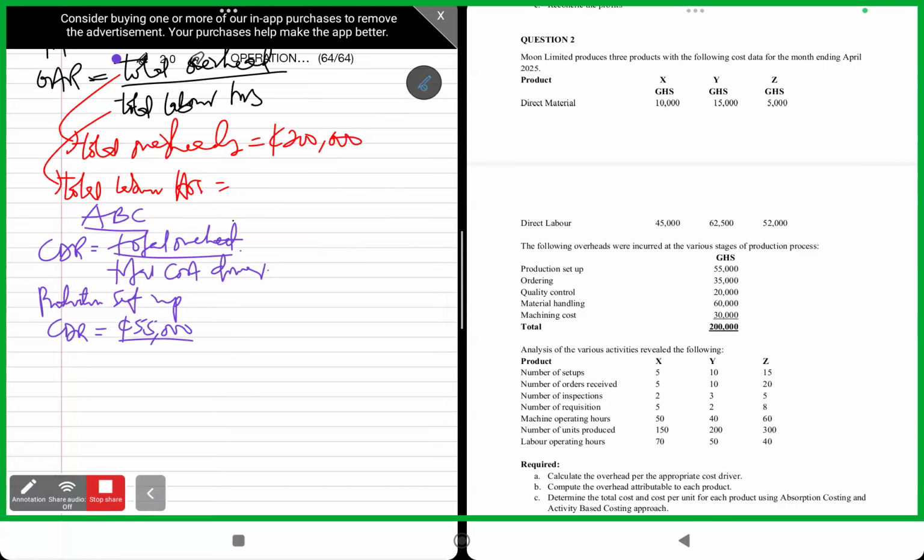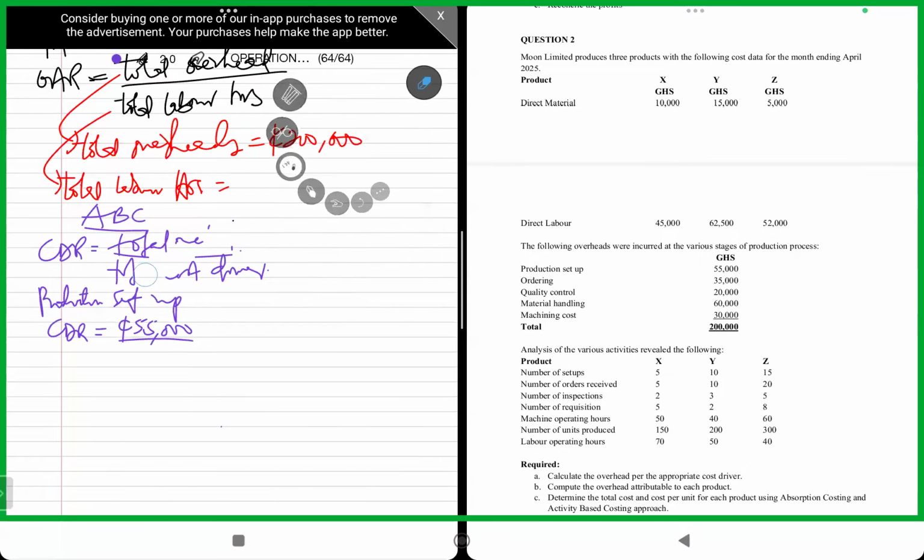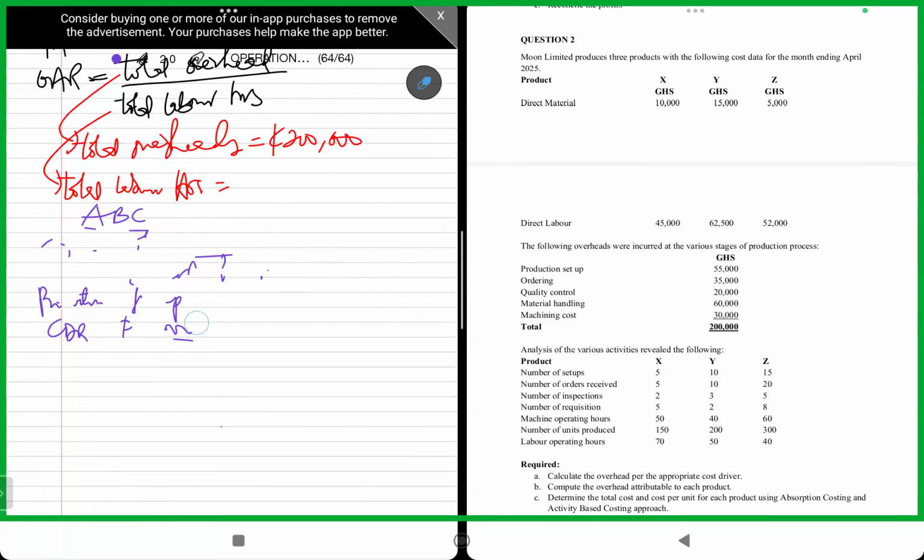So now, before we start with the CDR, let me start with this. I think I jumped a step ahead. Hold on. Before we start solving activity-based costing, we'll come to the CDR. What I wrote is correct, but let me first show you the first step.